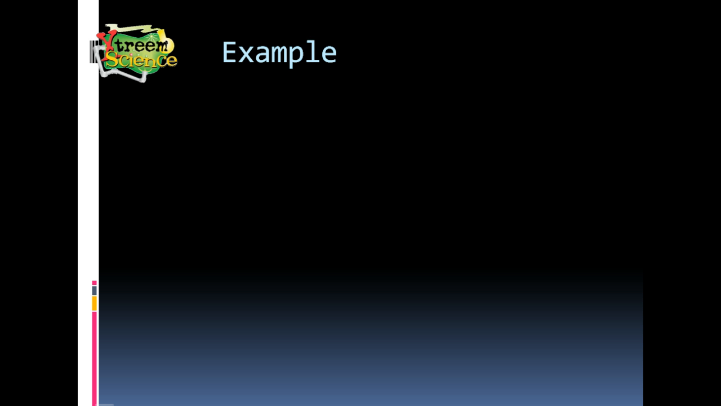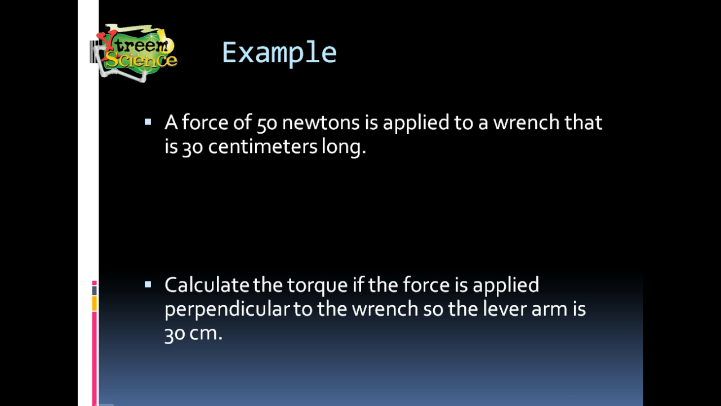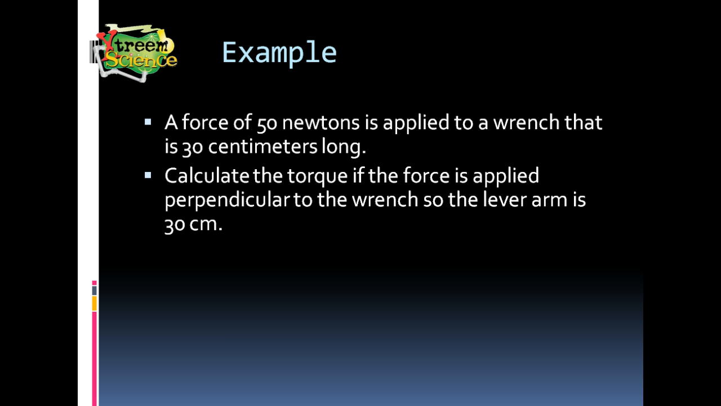So here's an example. A force of 50 newtons is applied to a wrench that is 30 centimeters long. Notice that our lever arm is in centimeters. So we're going to write down our givens. Here's the problem. Calculate the torque if the force is applied perpendicular to the wrench, so the lever arm is 30 centimeters. Our givens: our force is 50 newtons. Our lever arm is 30 centimeters, or 0.3 meters. What do we want to know? We want to know the torque.